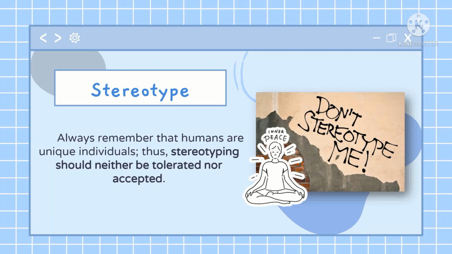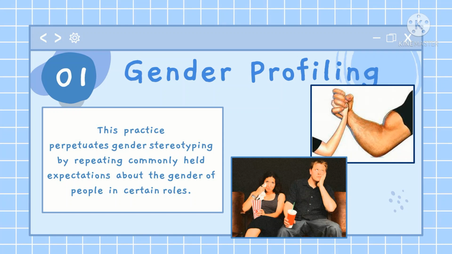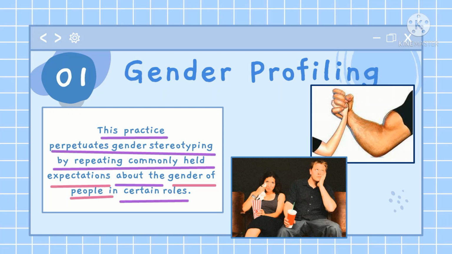To deepen your understanding about stereotyping, let's discuss its three types. The first one, gender profiling. This practice perpetuates gender stereotyping by repeating commonly held expectations about the gender of people in certain roles.